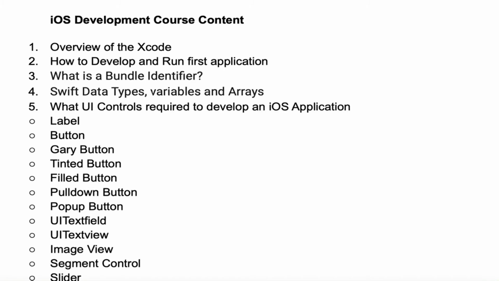About iOS application development. First thing is an overview of Xcode. Second thing is how to develop and run the first application in Xcode. Then we will learn what a bundle identifier is. Then we will learn Swift data types, variables, and arrays. Then fifth one, we are learning what UI controls are required to develop an iOS application.